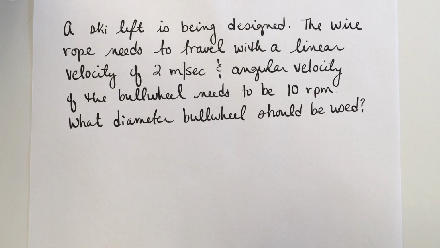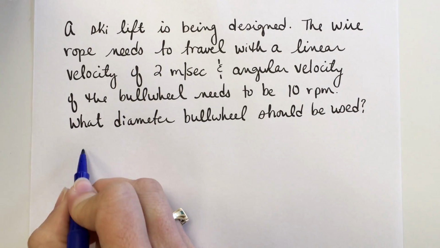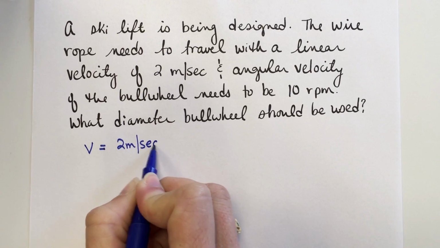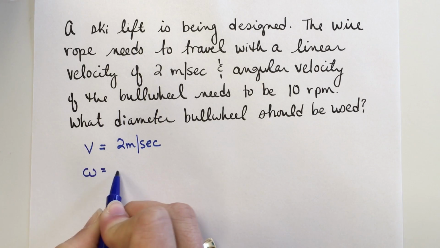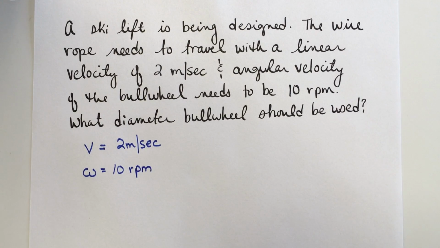The next one, all right, a ski lift is being designed. The wire rope needs to travel with a linear velocity of 2 meters per second. All right, let's go ahead and write that down. We know linear velocity is 2 meters per second, okay? And you have an angular velocity of the bull wheel needs to be 10 revolutions per minute. So angular velocity is 10 revolutions per minute, okay? So what diameter bull wheel should be used?